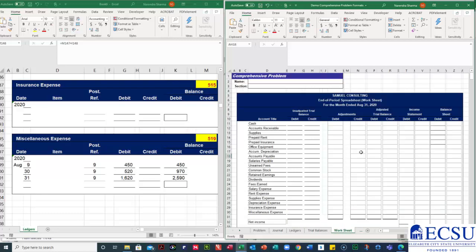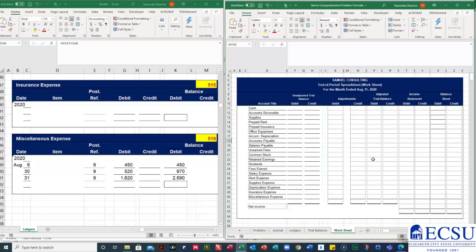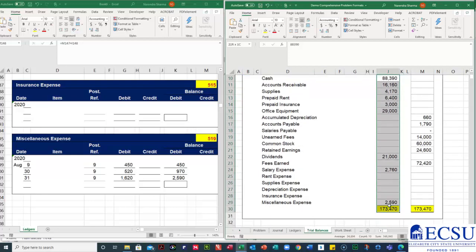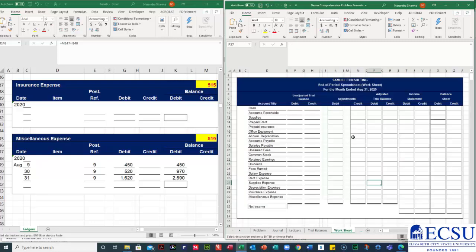Now, the last thing that we are going to do today in this trial balance segment is transfer this trial balance to the worksheet. So what I can do is copy all these amounts here, the debit amounts, and put them here. This is the unadjusted side. Whenever I'm pasting, I'll just paste the values.